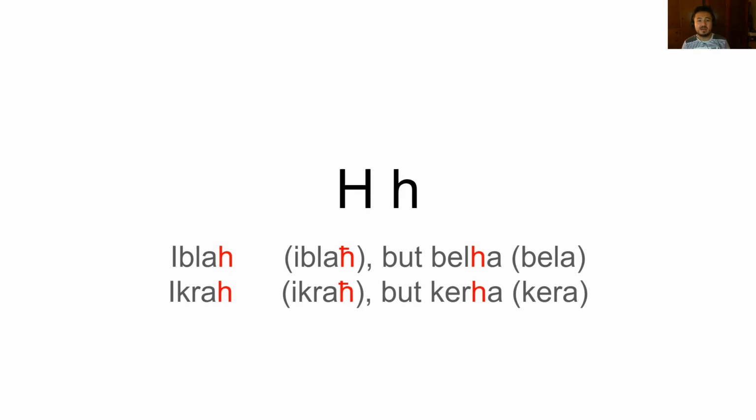And also you could say the same thing with ikrah. Ikrah means an ugly man. It is pronounced with a h at the end because it is found at the end of the word. So it is pronounced ikrah. But then the female form kara. You don't say kercha, you don't say belcha. You say kara.